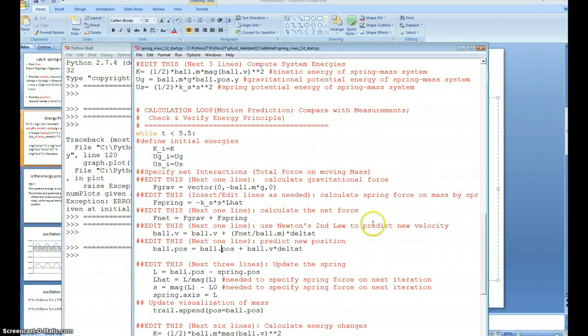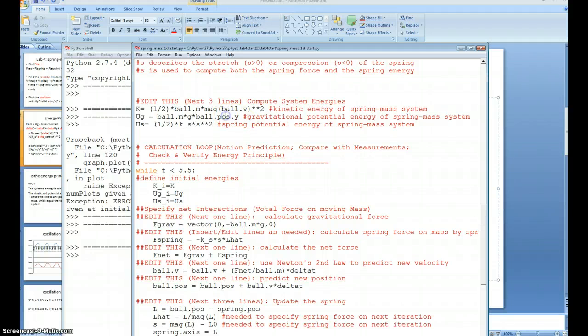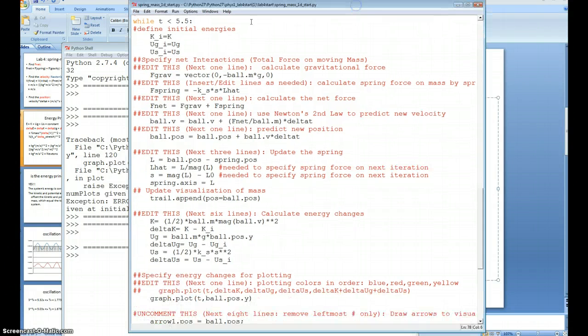So here again, we first put in these equations for the kinetic energy of the ball, the potential gravitational energy, and the spring's potential energy. Then later down here in the code, we update those values in order to see the change in the potential energies and the kinetic energies, and how those ultimately affect the energy of the system.